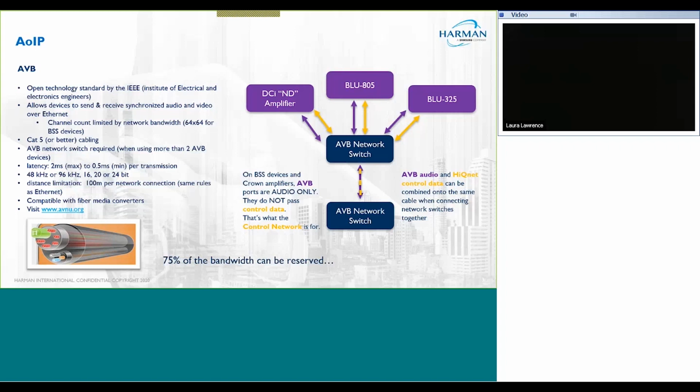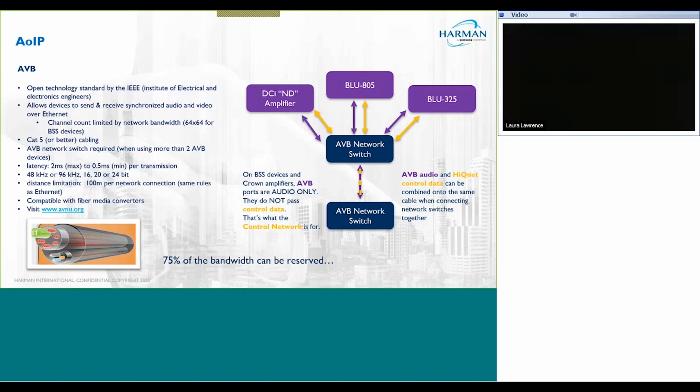So AVB was designed to kind of replace the existing technology, which at the time, the primary one was CobraNet. Since CobraNet was capable of 48 kilohertz, 96 kilohertz, and could do 16, 20, or 24-bit depth sampling, we can do the same thing with AVB. So anything you can do with CobraNet, you can also do with AVB.